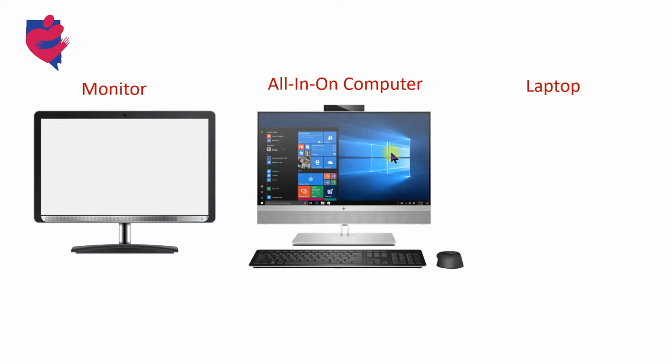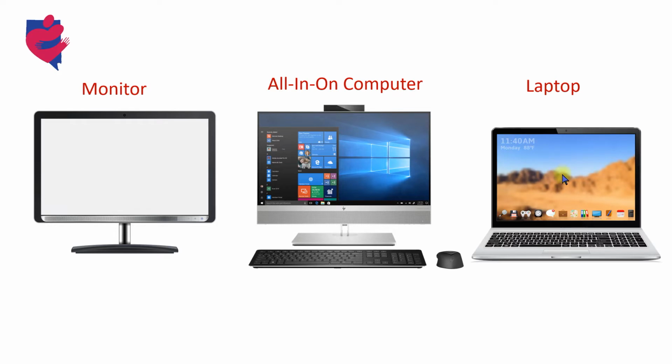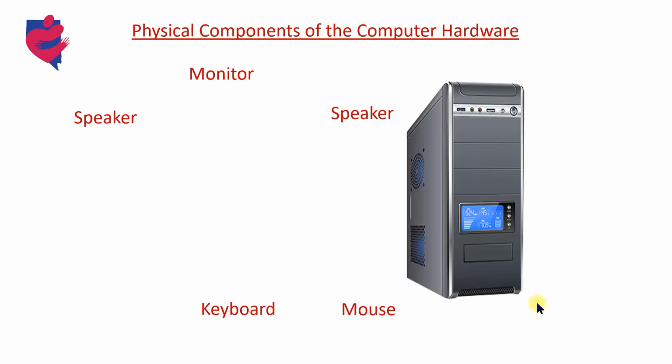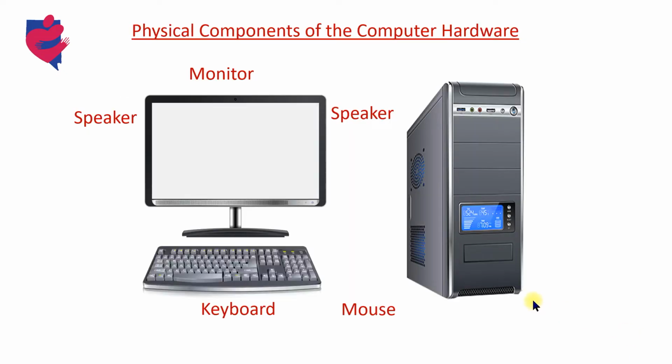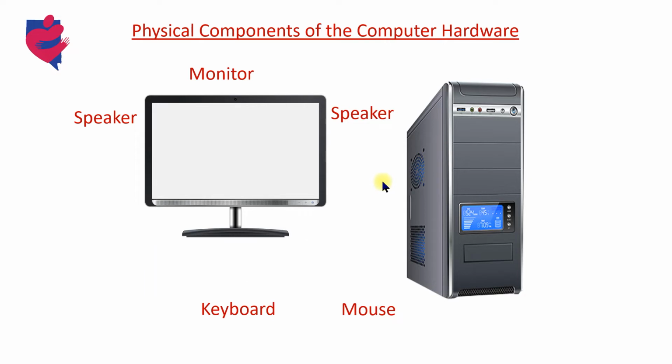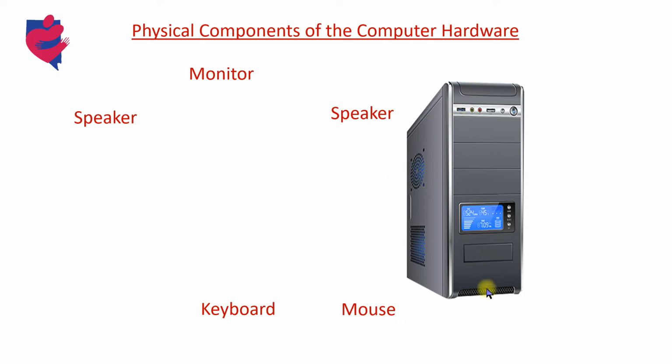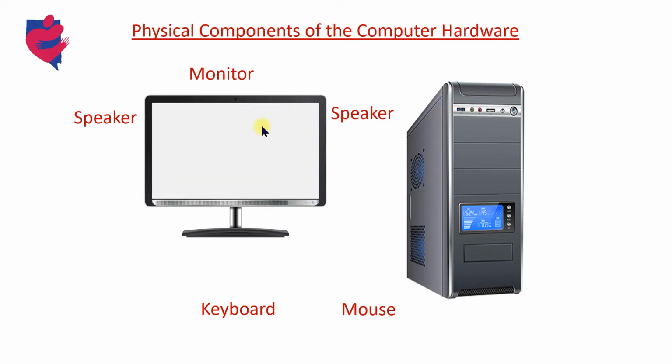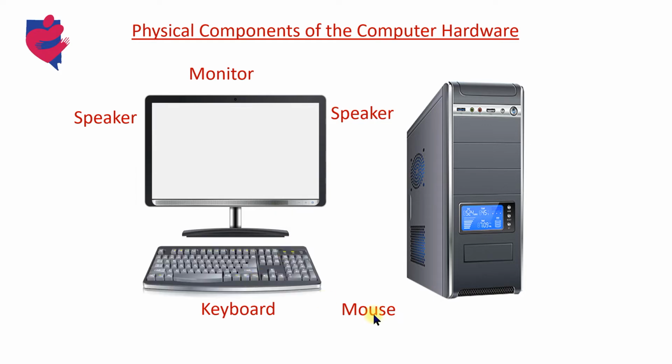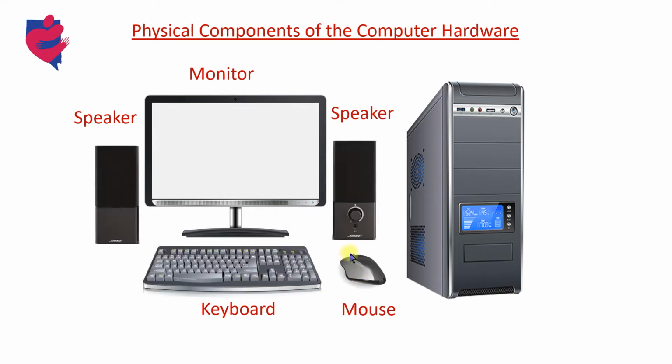The all-in-one comes with a monitor, and also the laptop comes with a monitor. But the desktop system usually comes with a keyboard and a mouse. So all the physical components of the computer hardware are this. You have the system unit or the tower, you have the monitor, you have a keyboard, a mouse, and speakers. We'll discuss these a little more in detail as we move on.